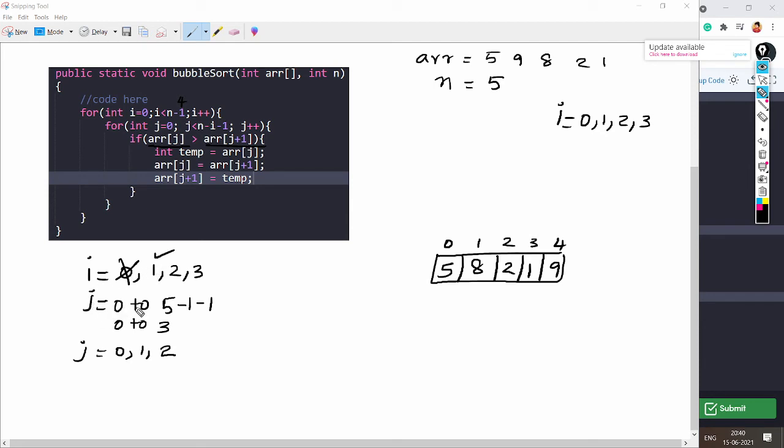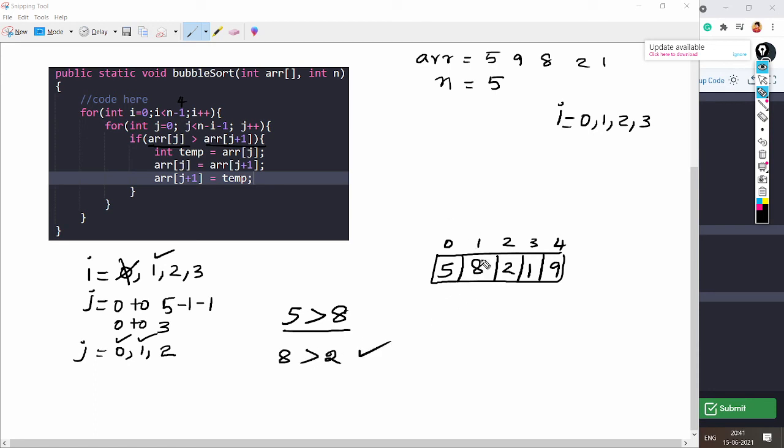Okay, my j will be 0 to 5 minus 1 minus 1, which means 0 to 3. So first let me take j as 0. I will get array of 0, which is 5, and array of 0 plus 1, which is 8. Is 5 greater than 8? No. Okay, so let's take j as 1. So array of 1 is 8 and array of 1 plus 1, array of 2, is 2.